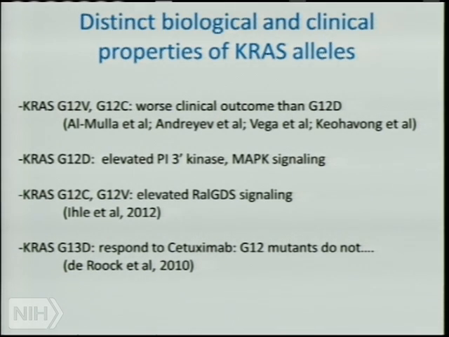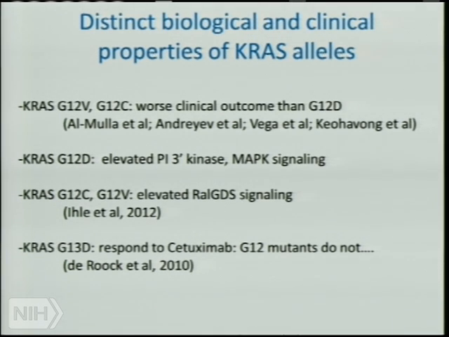Also, these mutations aren't equivalent. In the old days, we thought these are just different ways of locking RAS into the GTP state, because they all abolish GAP-dependent hydrolysis of GTP and stick the protein in the GTP-bound state. But clinically, you can see that patients with mutations of G12V and C have a worse clinical outcome than G12D, which actually is the most common overall.